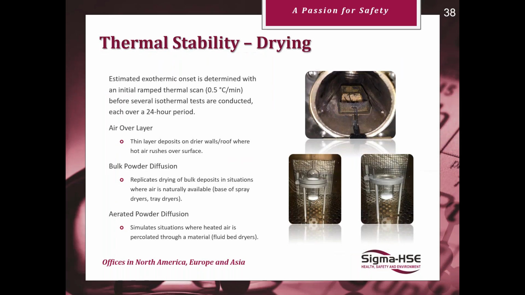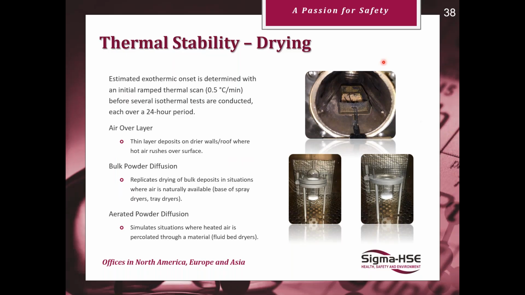Moving on then to some more of the thermal stability tests that we have. These three tests simulate the types of drying that you can find in processes. Generally, these three tests are started by estimating the exothermic onset with an initial thermal scan, about 0.5 degrees a minute. We can then see at what temperature these exotherms occur, and we sequentially reduce that temperature, holding these tests isothermally for a 24-hour period to see if that causes the sample to self-heat.